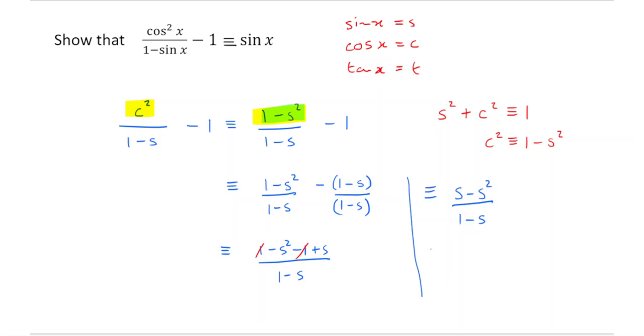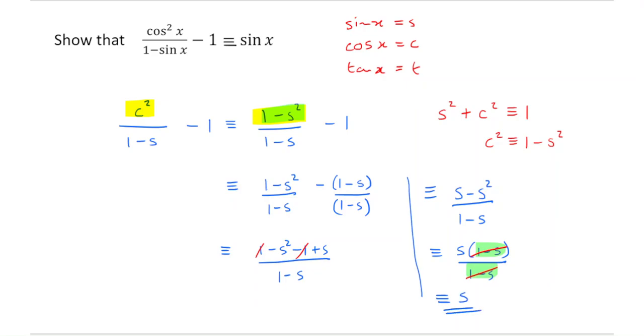Now on the numerator, we've got sine minus sine squared. Well, we can factorize that to give sine bracket 1 minus sine over 1 minus sine. Now, what have we got here? On the numerator and on the denominator, we've got 1 minus sine. So we can divide top and bottom by 1 minus sine, or we can cancel it, say. So what we're left with then is just sine.